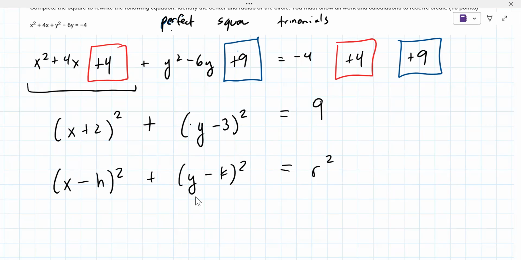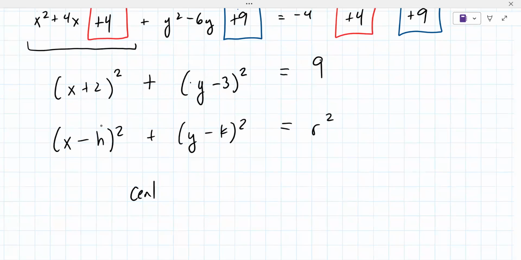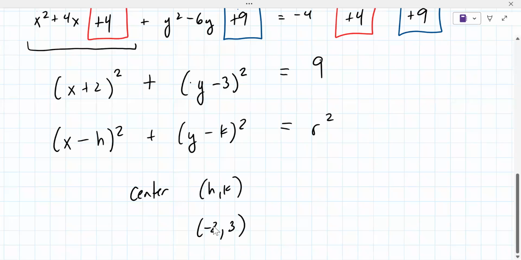Okay, now this is where it's a little bit awkward for students. The center is h comma k. So your center for your problem is -2 comma 3. A couple of ways you can remember: you can just remember it's the opposite sign. It's not 2, it's -2. Instead of -3, it's 3. Or you can remember that because it's x minus h, you're really setting 2 equal to -h and solving for h.